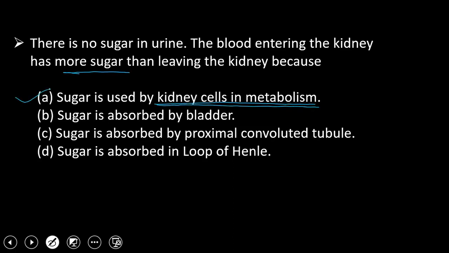The cells of the kidney also carry out respiration, that is aerobic respiration, in which glucose is used in metabolic processes. Oxygen and glucose are used in metabolic reactions, which leads to the release of energy.